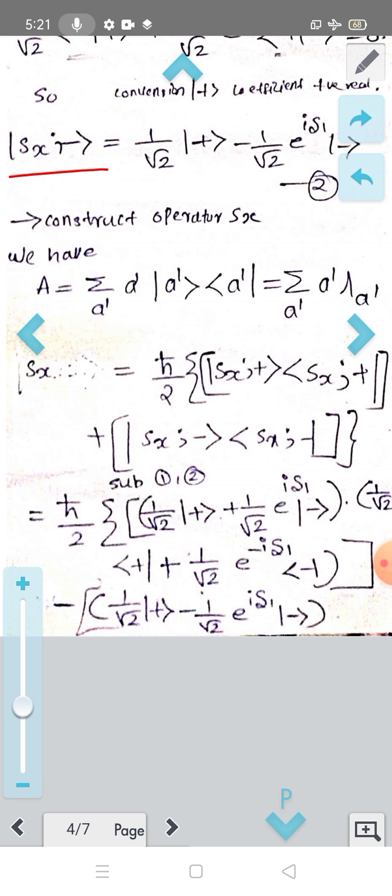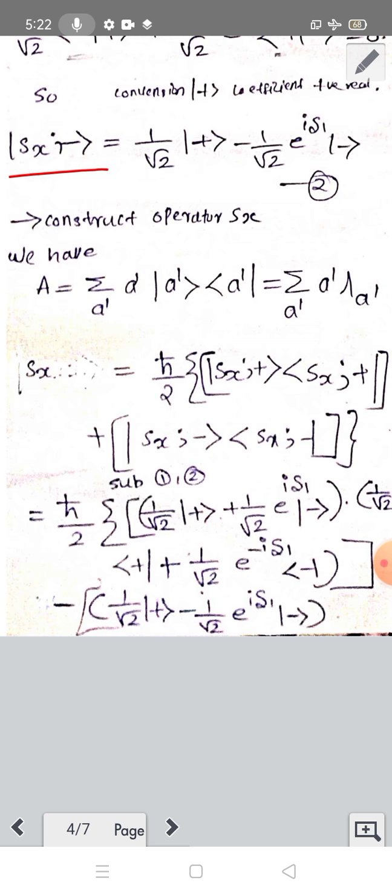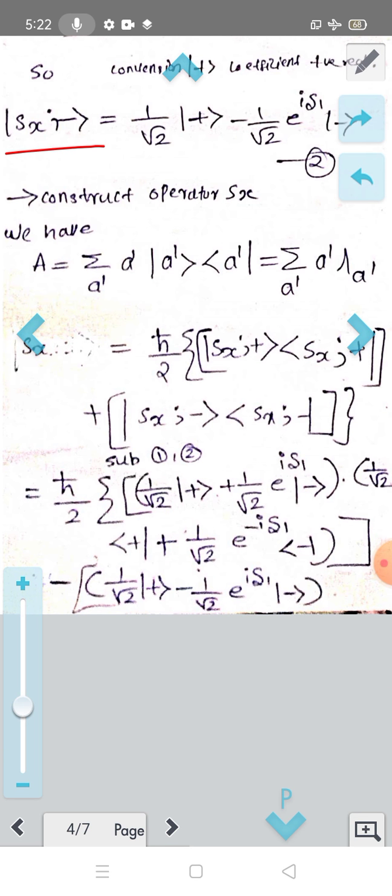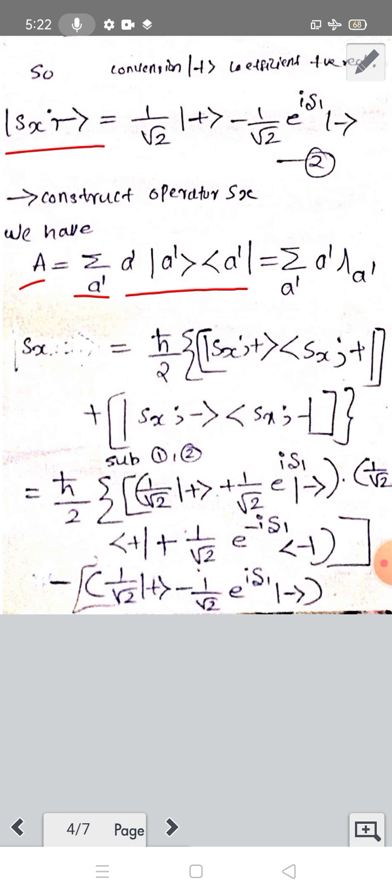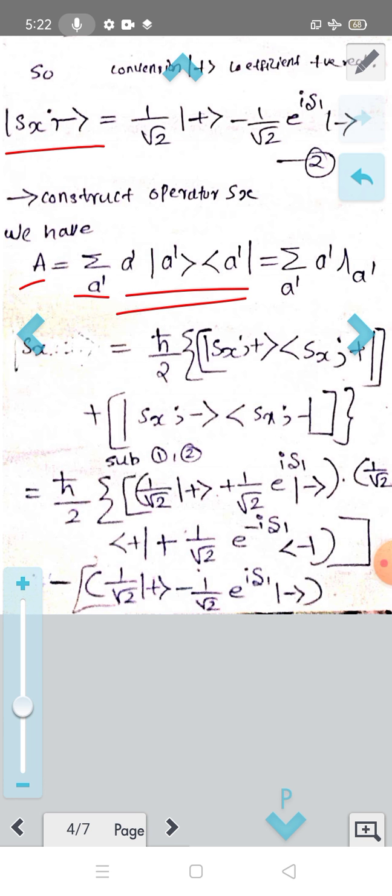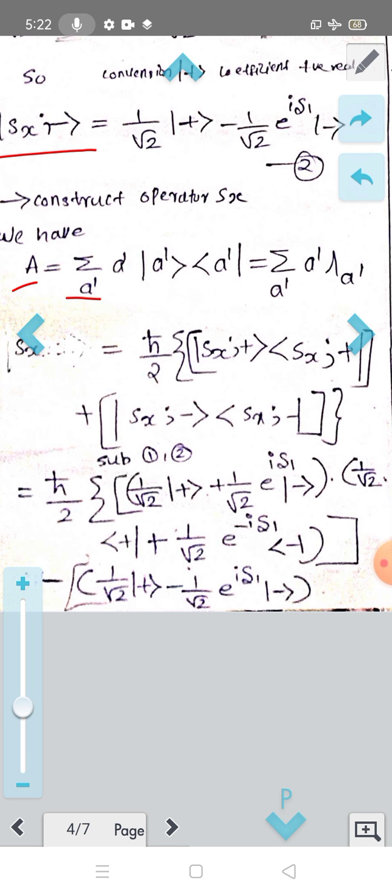So we constructed Sx plus and Sx minus. Now we want to construct the operator Sx. If A is an operator, then by applying the closure property, or completeness theorem, we can write operator A as the summation over A prime of the eigenvalue A prime times |A'><A'|, which is the projection operator, denoted by lambda A prime. So we have this equation.